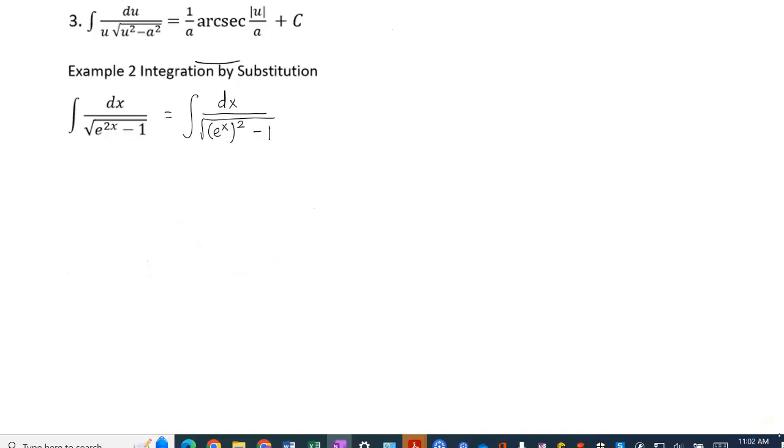Rewriting it this way suggests that we should look at what happens when u is equal to e to the x, since that's what's on the inside of the parentheses being squared. Then differentiating would give us du is equal to e to the x dx. Now the issue here, if we try to do this substitution, is that we don't have an extra e to the x. All we have is that dx that's in the numerator. So I'm going to solve for that dx by dividing both sides of this equation by e to the x to get that dx is equal to du divided by e to the x.